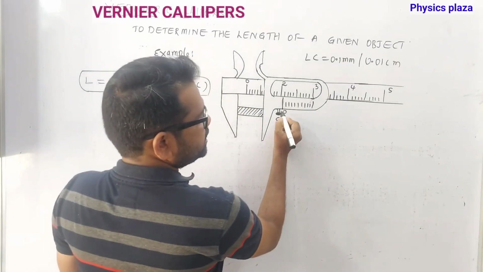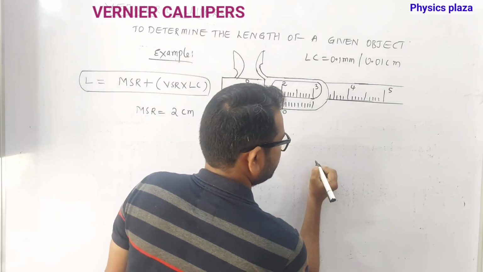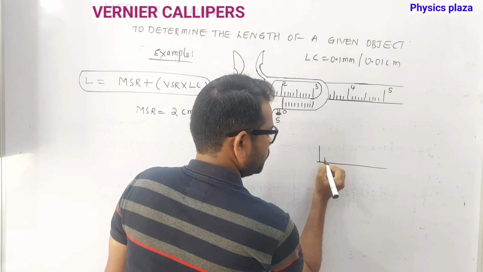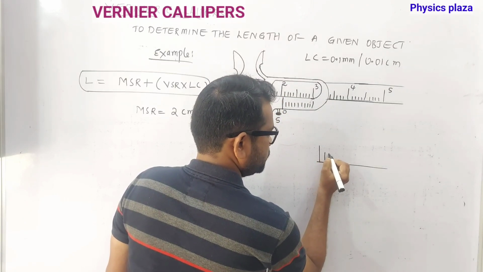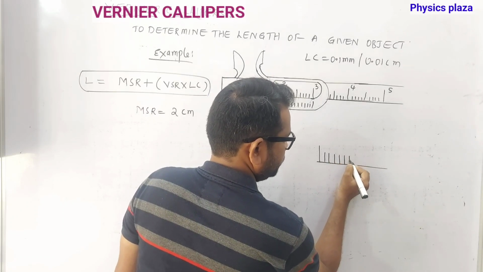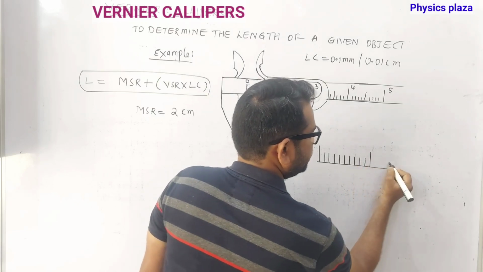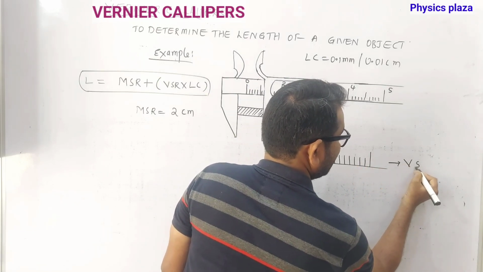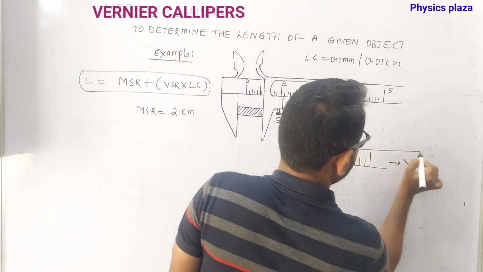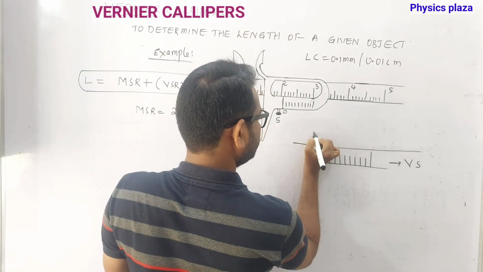See children, if you can see here, 10 divisions on the Vernier scale. Let me draw here. Suppose these are 1, 2, 3, 4, 5, 6, 7, 8, 9, 10. Children, let us say this is a Vernier scale. And here obviously a main scale will be there. Here the main scale. Suppose it is said that this is 2.